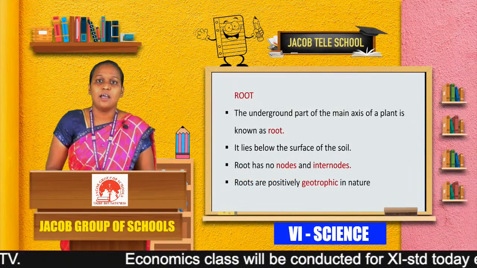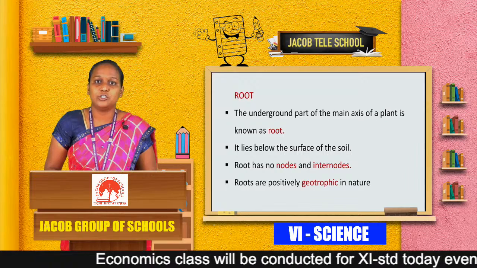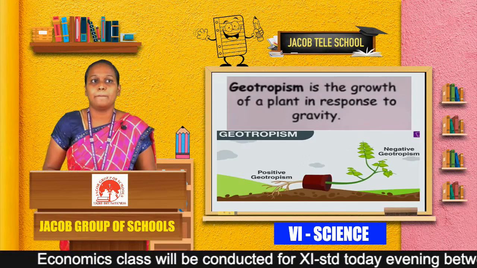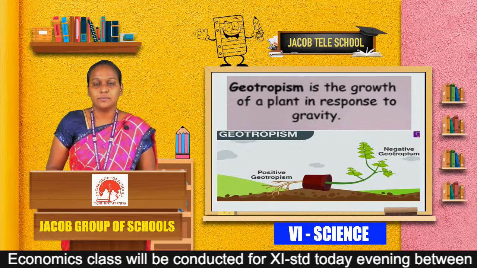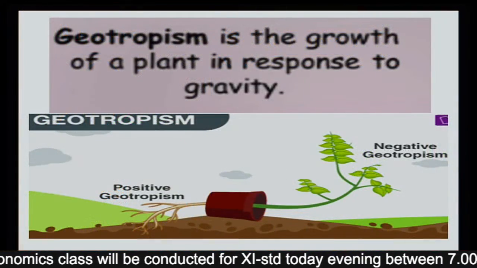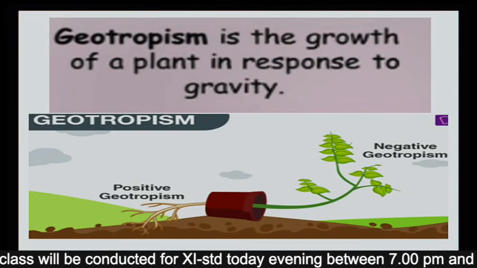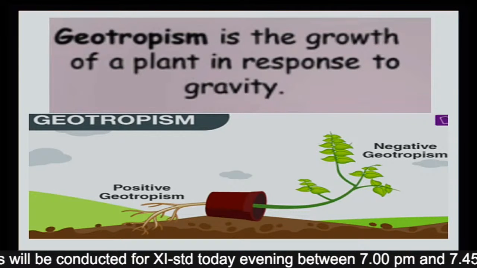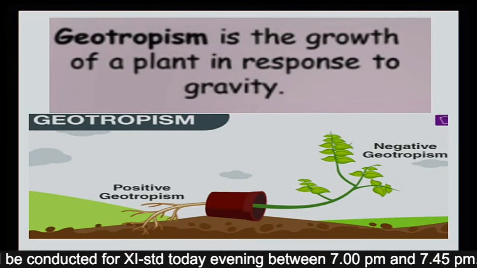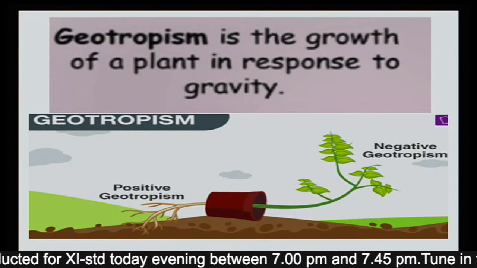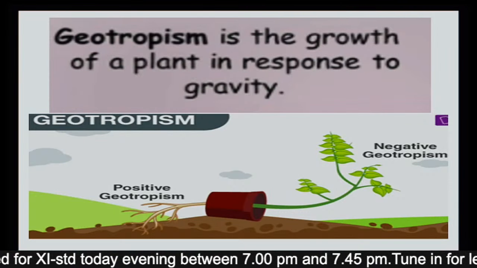Next one, roots are positively geotrophic in nature. You want to know what is geotrophic, children? I'll show you the slide. Geotrophism means the growth of a plant in response to gravity. Gravity, we call it in Tamil as puvi eerppu. So the root goes below the ground. It gives response to the gravity. So it is called geotrophic.